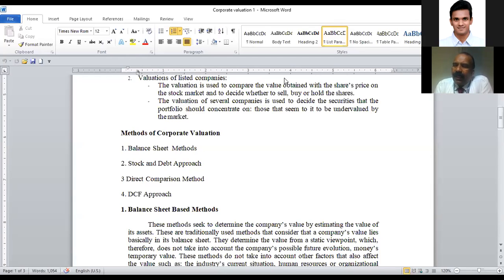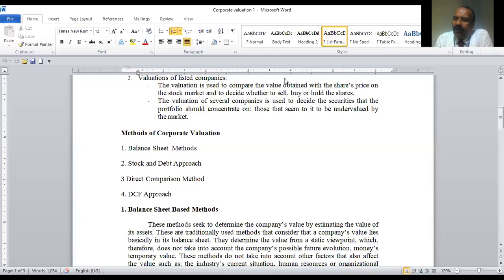As the name indicates, the balance sheet method is based on the financial statement of a company, and the company is valued accordingly. As all of us know, the balance sheet indicates the financial position and financial performance of a company. It shows the source of funds and the application of funds. The liability side shows the source of funds. The asset side indicates the application of funds.